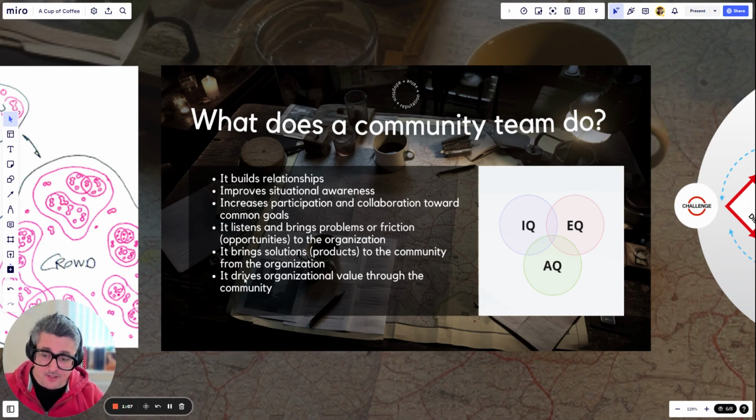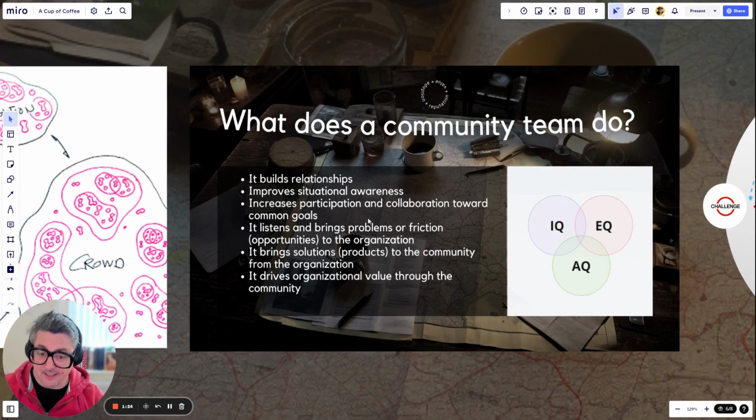But the most important thing is about the listening, because you're bringing problems or frictions to a team, which are opportunities for them to solve, and then they'll take decisions and actions, and those will often be solutions which you bring back to the community. So you're driving organizational value through the community.